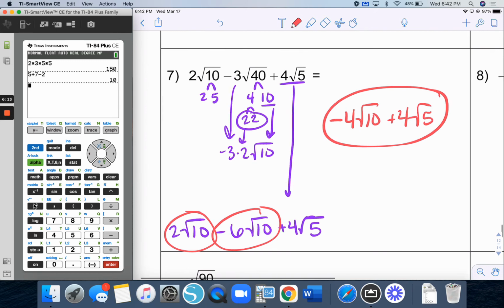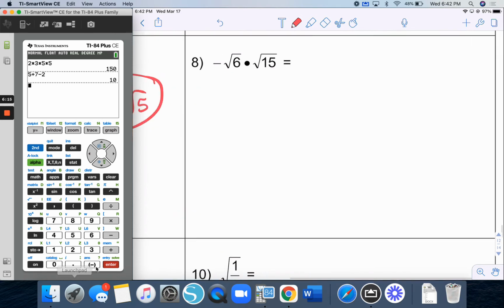Number 8. Negative square roots of 6 times square roots of 15. Does not work nicely. These are both on the inside, so I have a negative out front, and then 6 and 15 multiply to get 90. Now 90 I can try to break down. I know it's obviously 6 times 15.